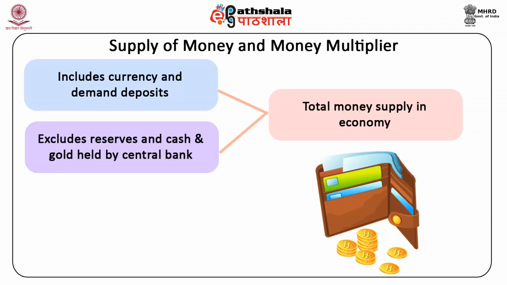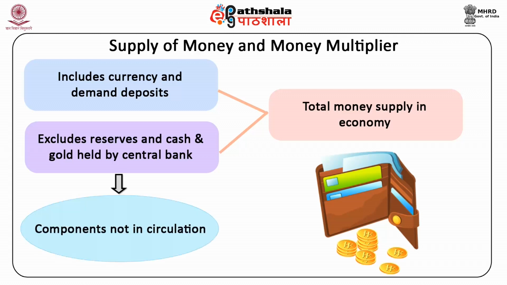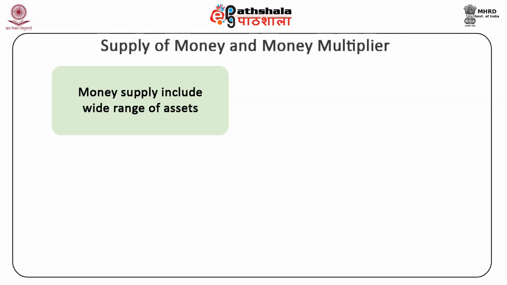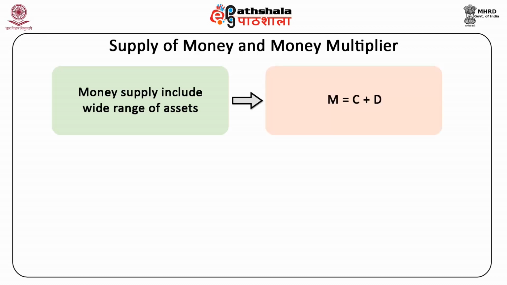It excludes the amount of currency held by commercial banks as reserves and all the cash and gold stock held with the central bank. This is because these components are not in circulation. Most measures of money supply include a wide range of assets apart from the components of high-powered money. Money supply M is written as M equals C plus D.